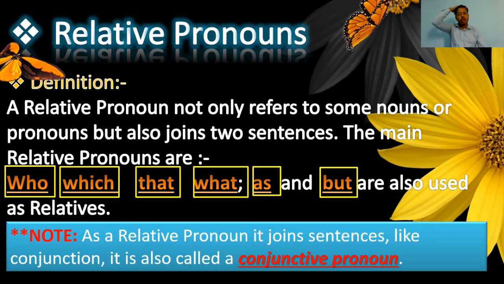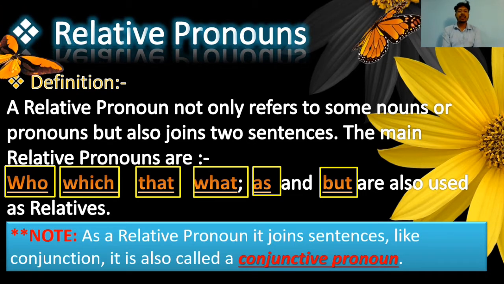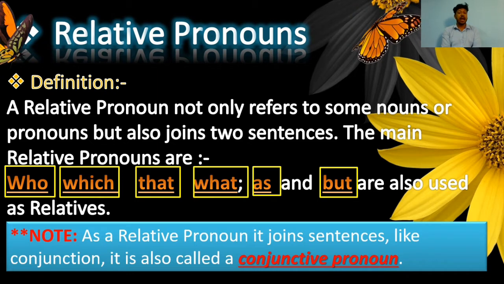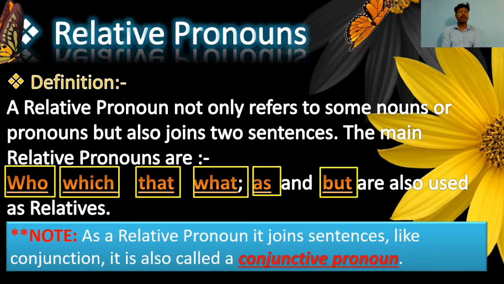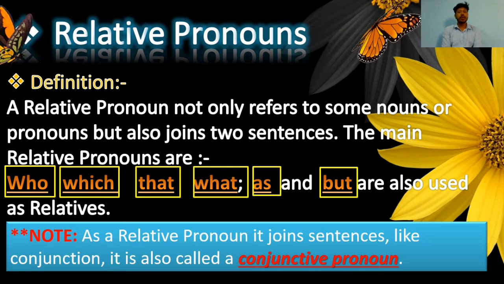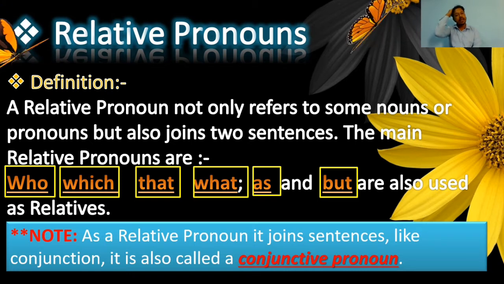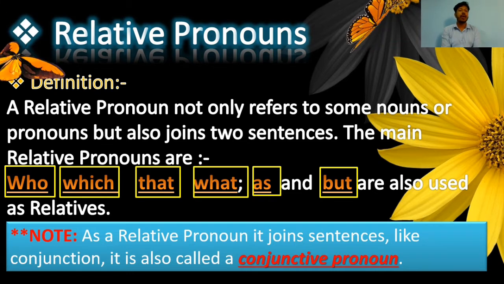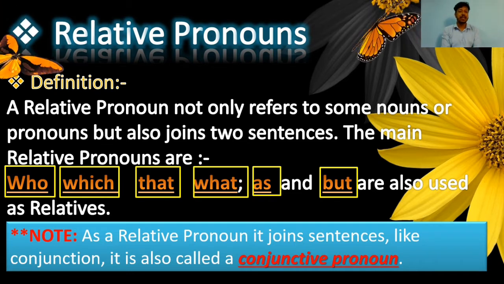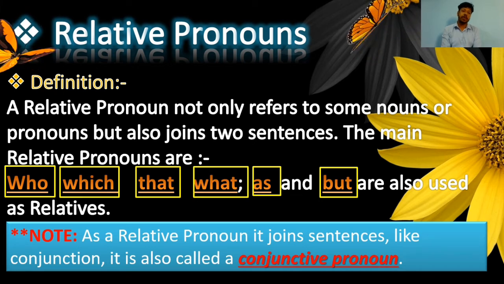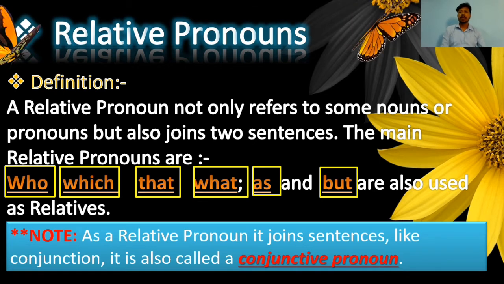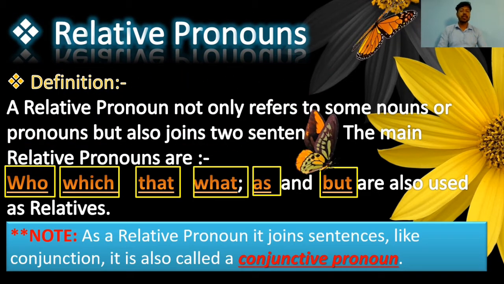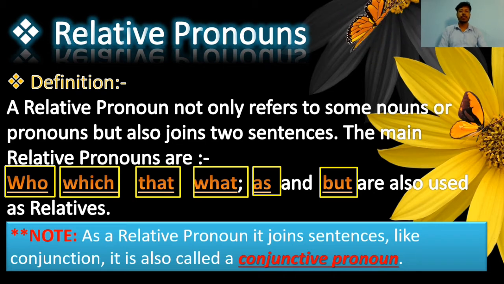Okay, so here is a note for you. As a relative pronoun, it joins sentences like conjunction. It is also called a conjunctive pronoun. Why is it called conjunctive pronoun? Because like conjunction, the relative pronouns also join two different sentences. That's why it is called conjunctive pronoun. So it is the relative pronoun. Let's see some examples of relative pronouns.